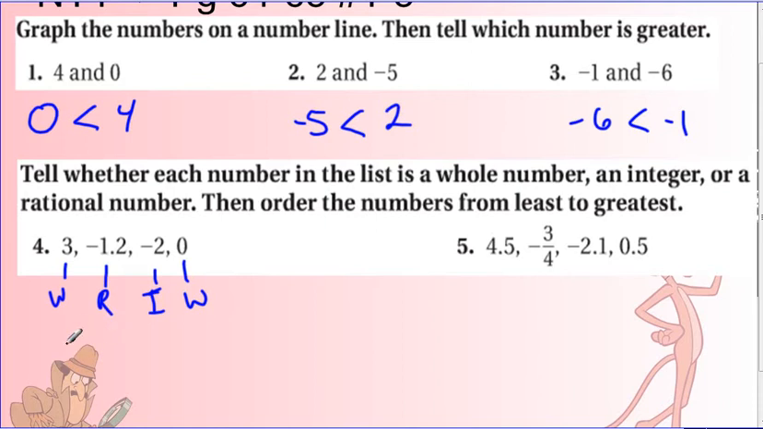Now put them in order from least to greatest. Okay, so the smallest of them is -2. The next smallest is -1.2. Now we're out of negatives, now we're going to positives. I've got 0 or 3. Well, 0 is smaller, and then 3 is the biggest.